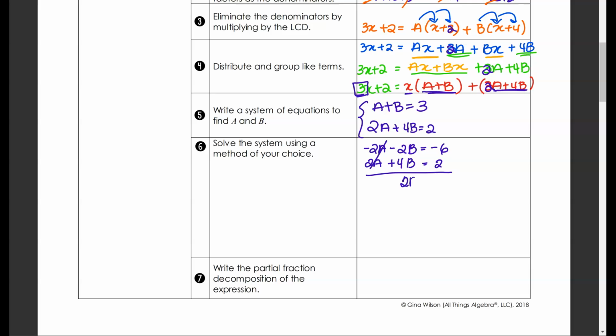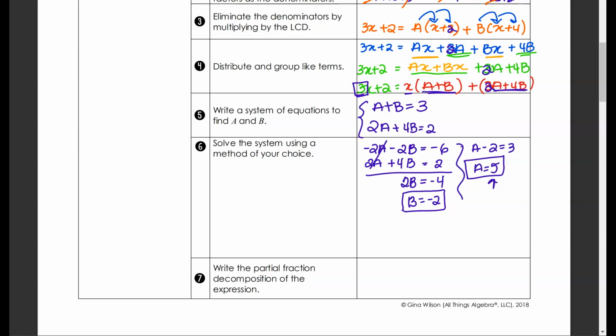I'm left with 2B is equal to -4. So therefore B is equal to -2. So if B is equal to -2, then A must be, so I have A minus 2 is equal to 3. So therefore A must be 5. So these are the values. So this means that when I look at the fractions, the A is going to be 5 and the B is going to be our -2.